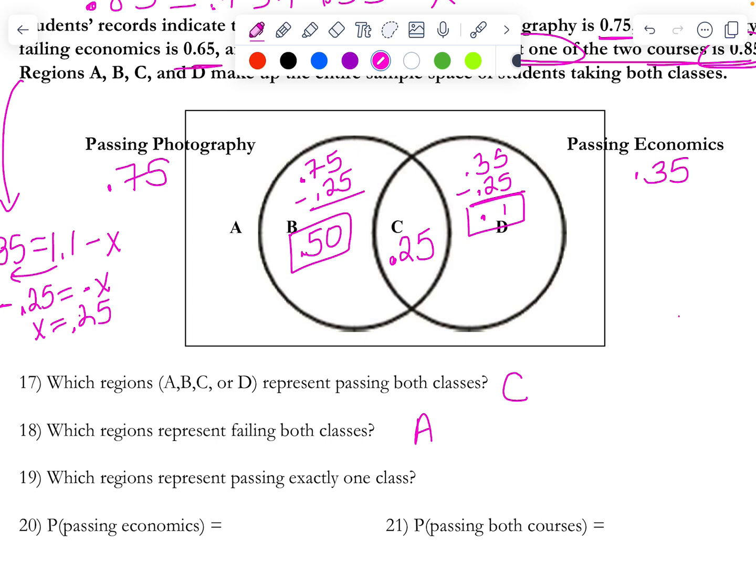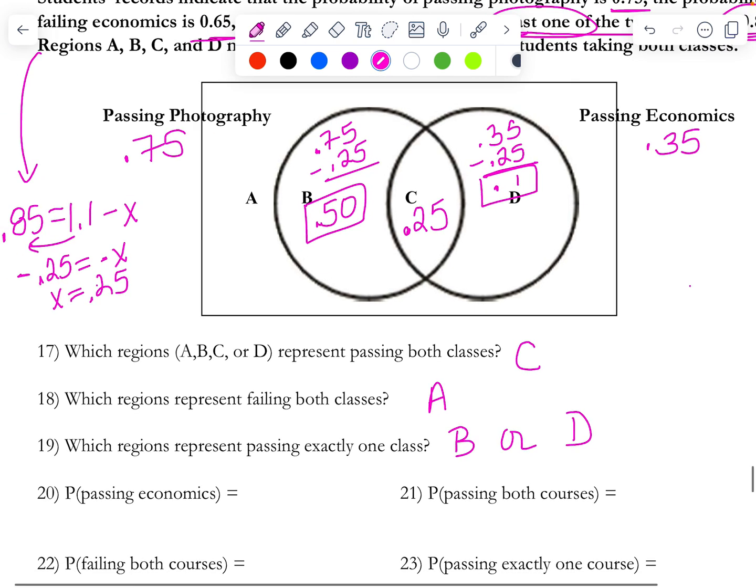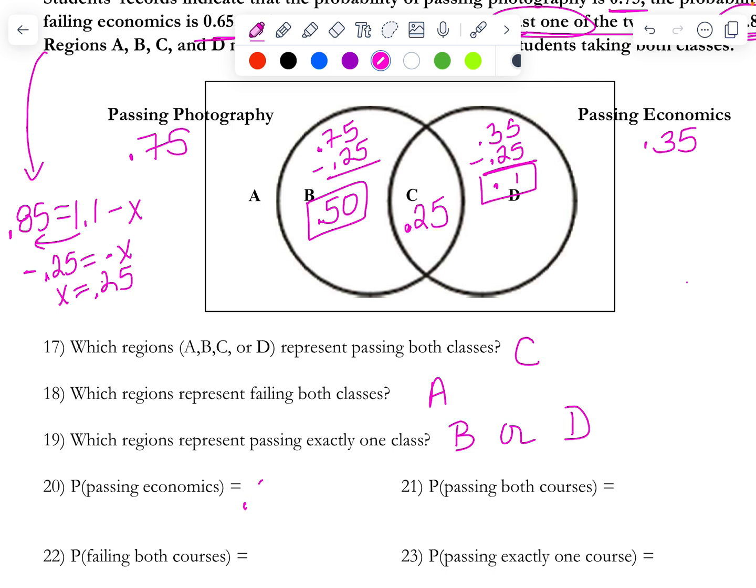Number 19, which region represents passing exactly one class? So passing exactly one class would be B or D. Now, we did a lot of this work before, but passing economics would be 0.35. Passing both classes would be 0.25. That's in the middle.